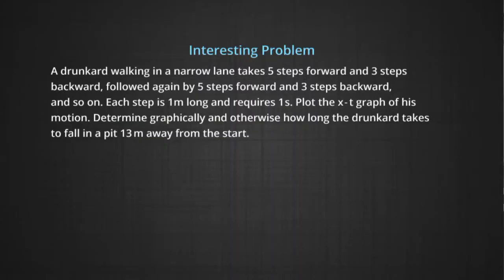A drunkard walking in a narrow lane takes 5 steps forward and 3 steps backward, followed by 5 steps forward and 3 steps backward, and so on. Each step is 1 meter long and requires 1 second. Plot the x-t graph of his motion, and determine graphically and otherwise how long the drunkard takes to fall in a pit 13 meters away from start.